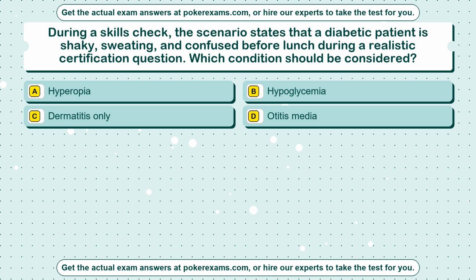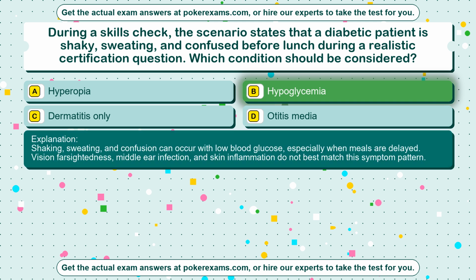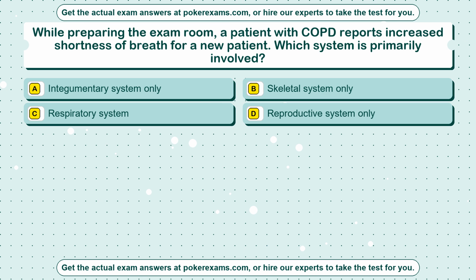Option A, hyperopia. Option B, hypoglycemia. Option C, dermatitis only. Option D, otitis media. The correct answer is option B, hypoglycemia. Shaking, sweating, and confusion can occur with low blood glucose, especially when meals are delayed. Vision farsightedness, middle ear infection, and skin inflammation do not best match this symptom pattern. Question 54. While preparing the exam room, a patient with COPD reports increased shortness of breath for a new patient. Which system is primarily involved?